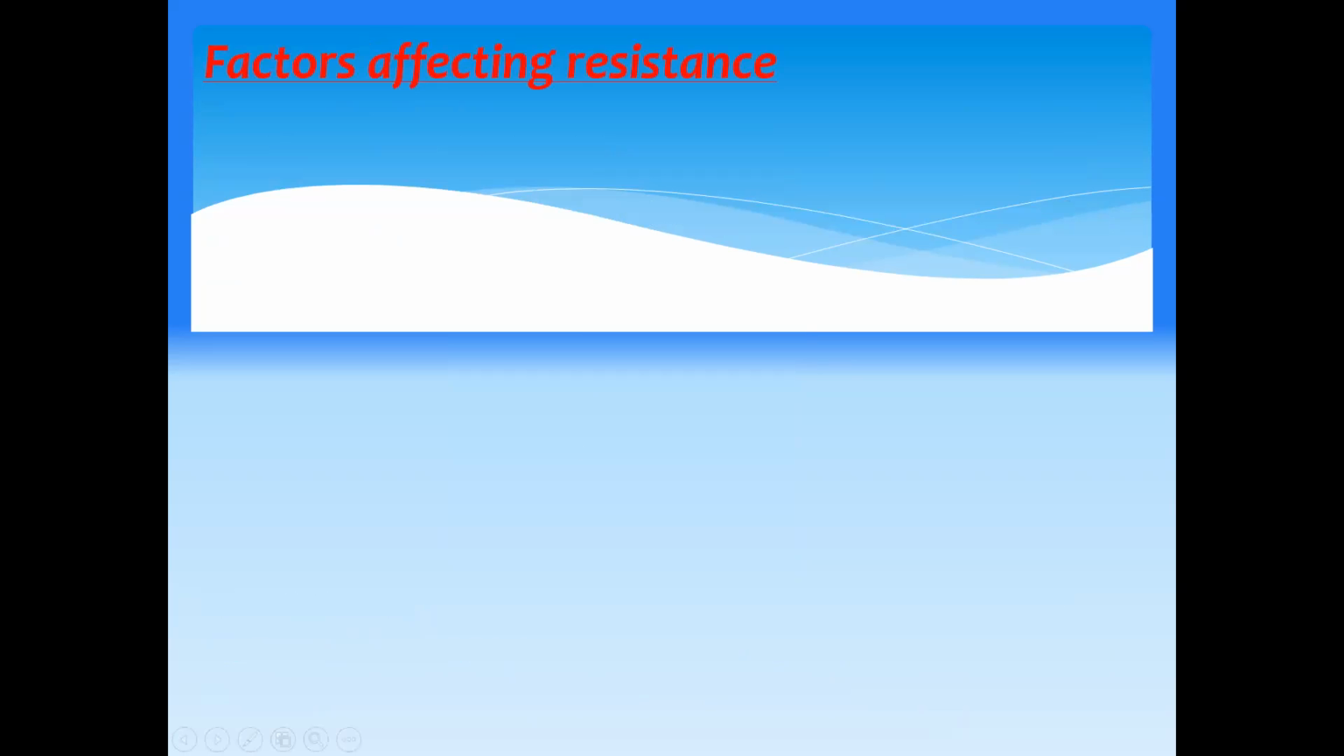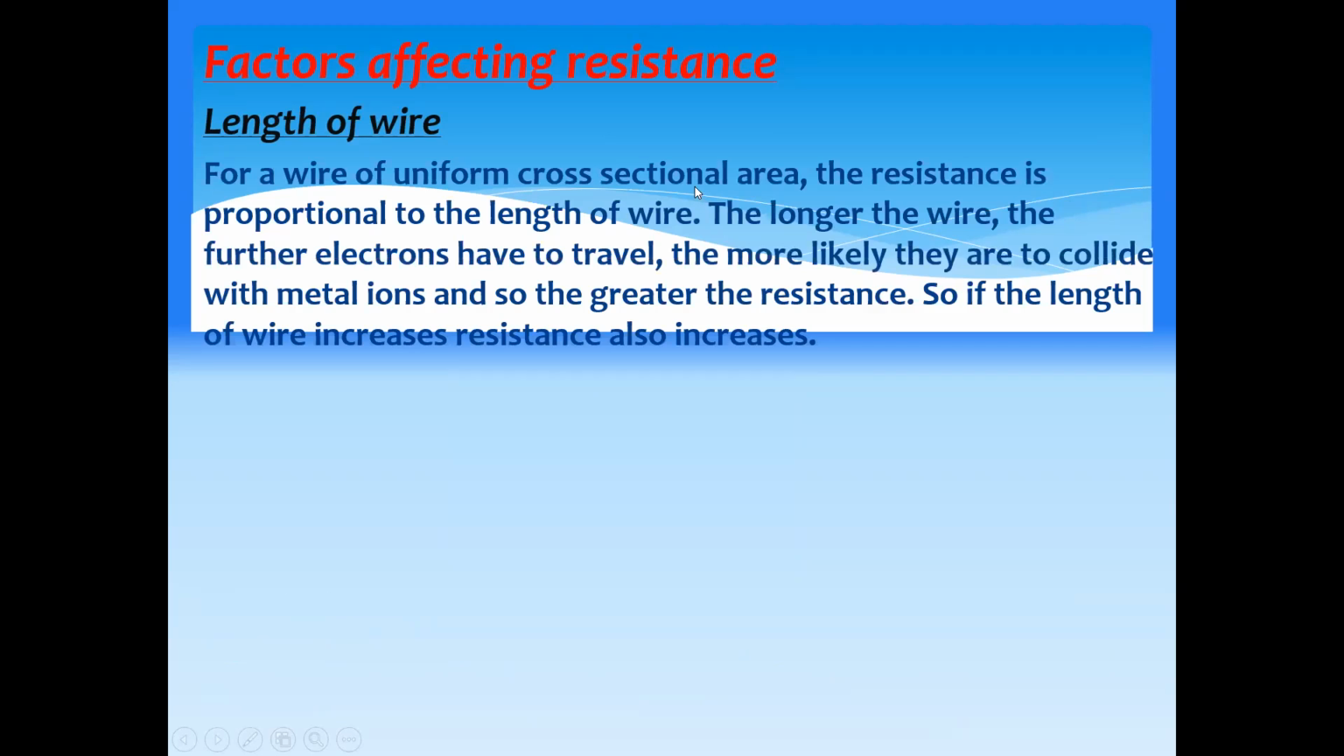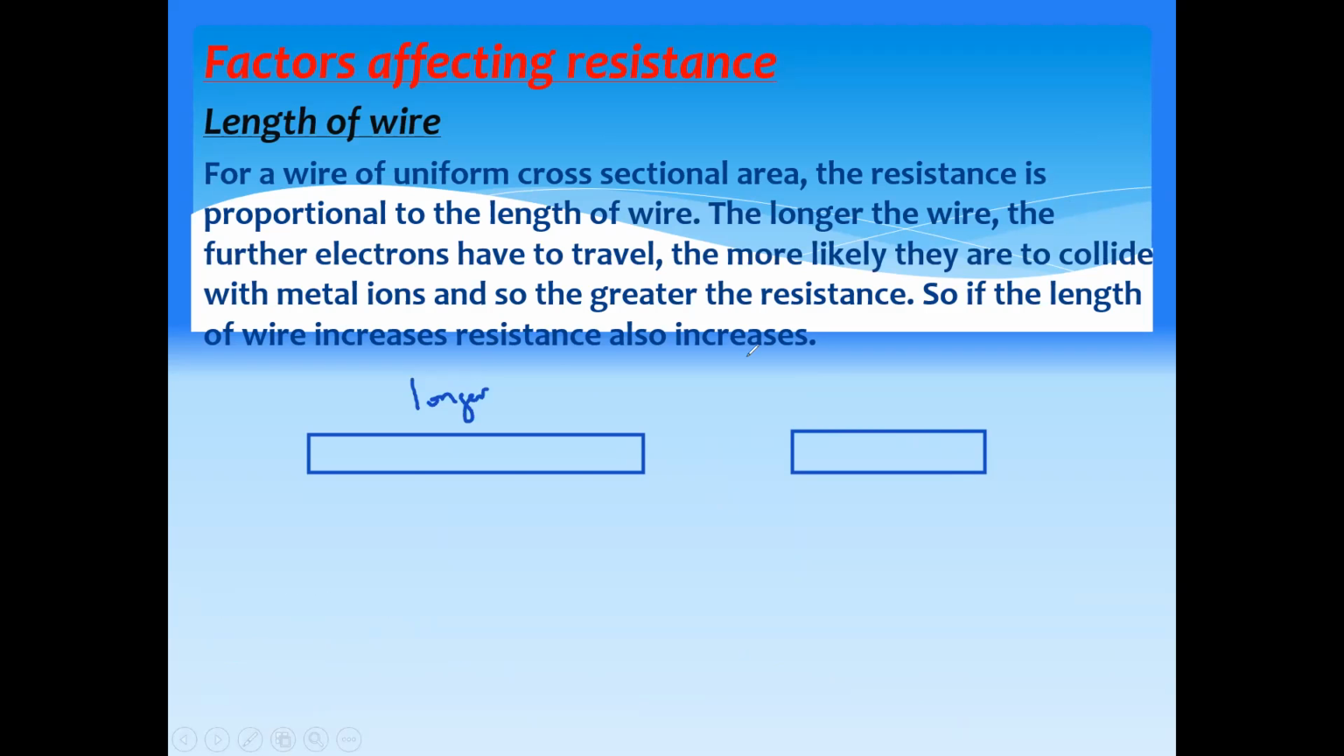Then there are certain factors which can affect the resistance, the property of a wire to stop the flow of the charges. Number one, length of the wire. If a wire has greater length, it will have more resistance. We can have a longer wire or a shorter wire. A longer wire will have high resistance compared to a shorter wire, which has a low resistance.